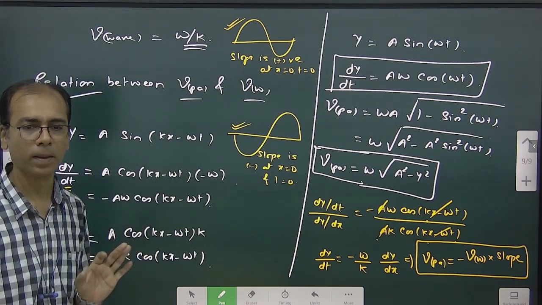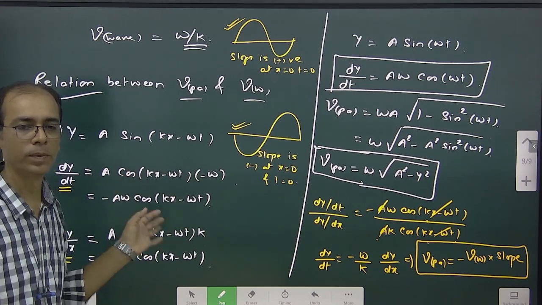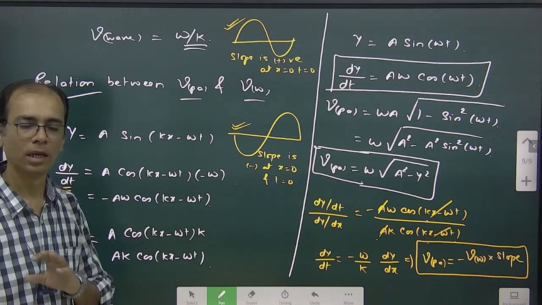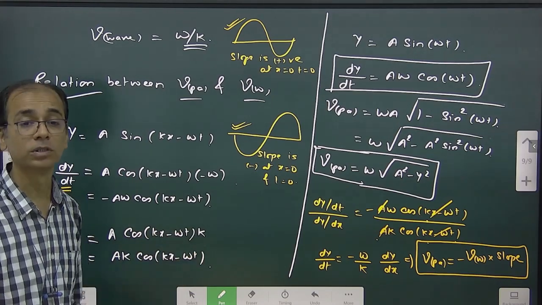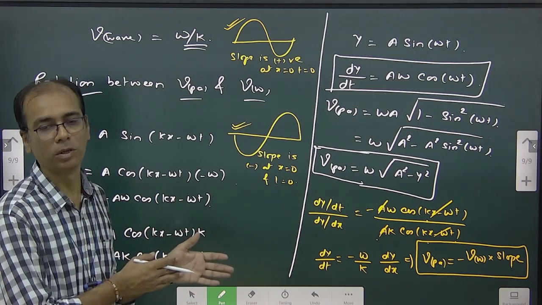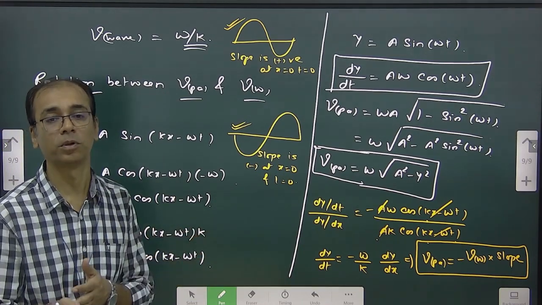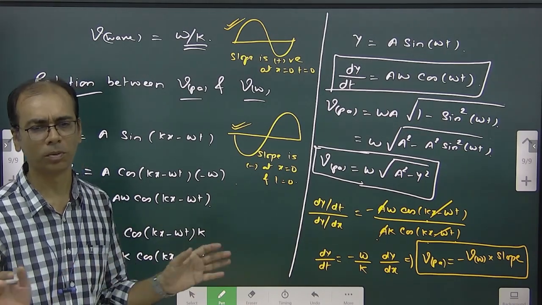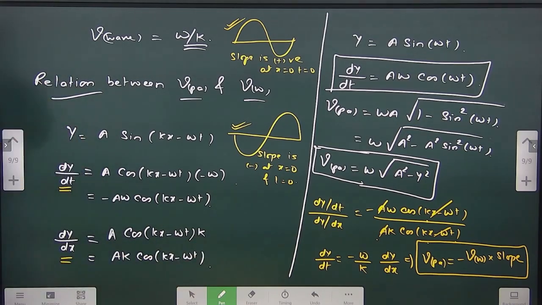But don't you worry. Whatever we take, kx minus omega t or omega t minus kx, everything we'll do in the same way only. So in some books you will find, if you have two reference books, one book may be using kx minus omega t, other book may be using omega t minus kx, and the eventual result will be the same. So there is no problem. Okay. Note that. Any doubt? Ask.